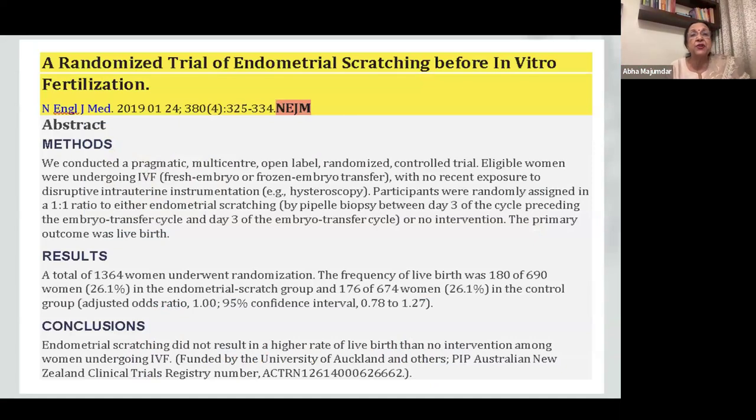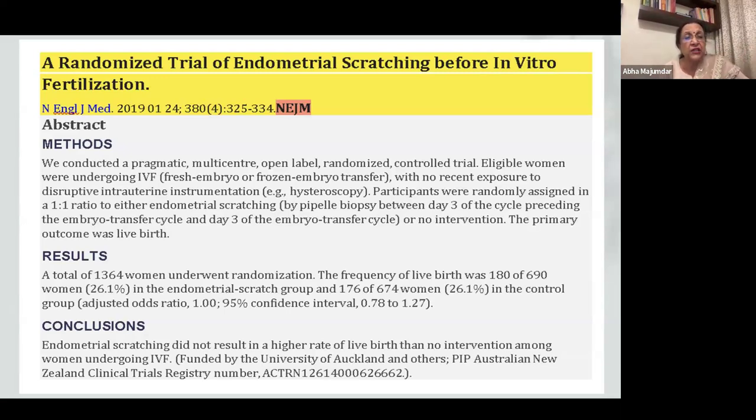And this was a randomized trial for endometrial scratching before IVF. It was a multi-center, open label, randomized controlled trial, with eligible women who were undergoing IVF, fresh embryo or frozen embryo transfer, with no recent exposure to disruptive intrauterine instrumentation. That means they should not have had any hysteroscopy in the last 3 months. Participants were randomly assigned in a 1:1 ratio to either scratching by Pipelle biopsy between day 3 of the cycle preceding the embryo transfer cycle and day 3 of the embryo transfer cycle, or no intervention.